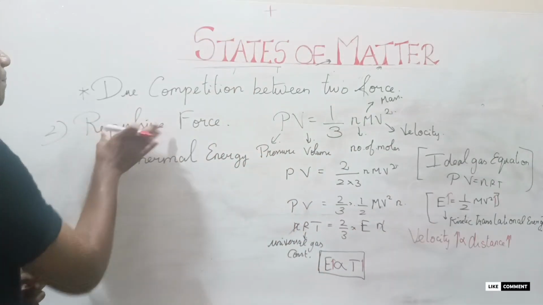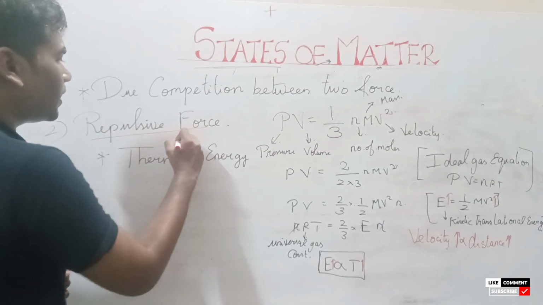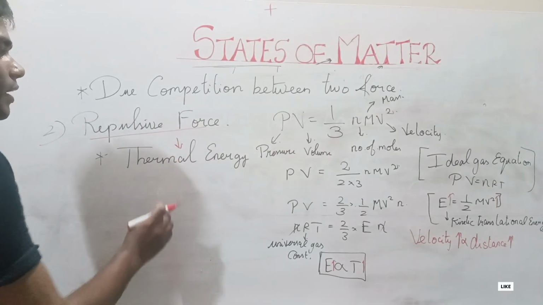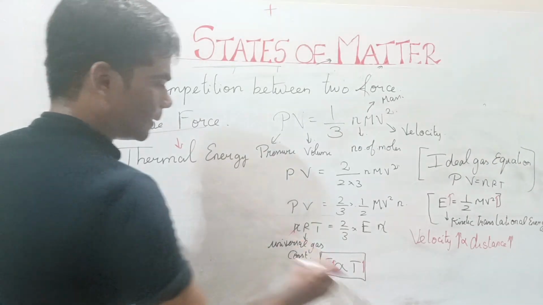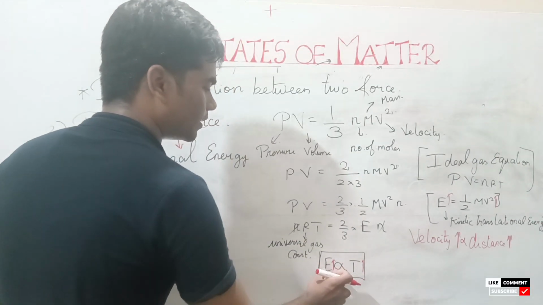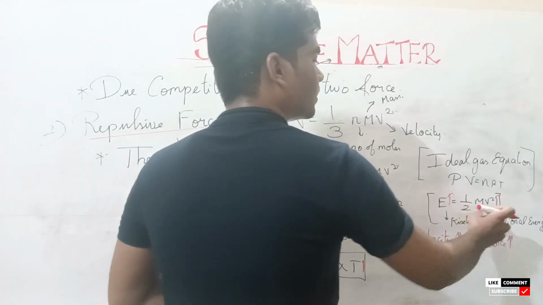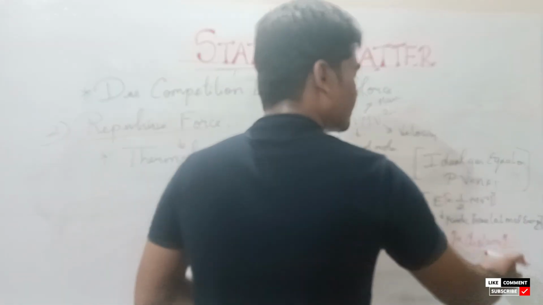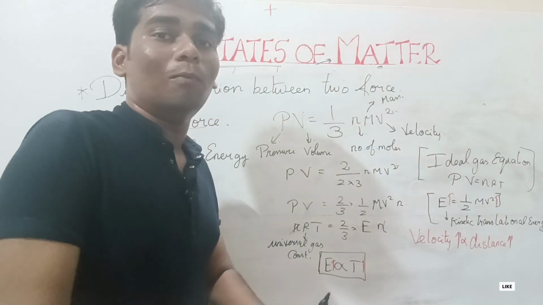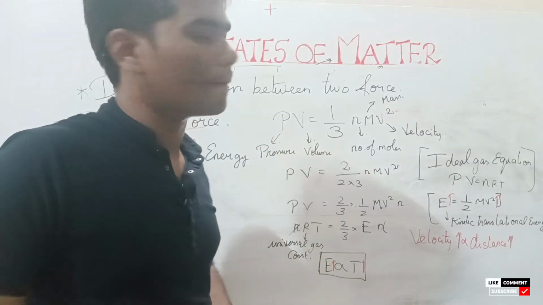This distance is the distance between two constituent particles, which are atoms or molecules. So this repulsive force directly depends on the thermal energy or the temperature. I will repeat it again. When temperature increases, its energy is increased. When energy is increased, its velocity is increased. When velocity is increased, its distance is increased, so the molecules will repel each other.